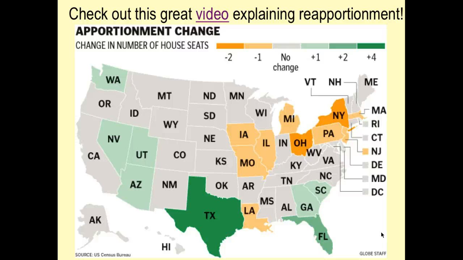These are the most recent apportionment changes after the 2010 census, and you'll notice Texas, guess what? They gained 4 new House seats. But if Texas is gaining this many seats, if Florida is gaining 2 seats, if Georgia is gaining 1 seat, and all these other states are gaining seats, that means you have states losing seats. And that's because populations are changing. Check out this video. It does a terrific job explaining reapportionment better than I could do.